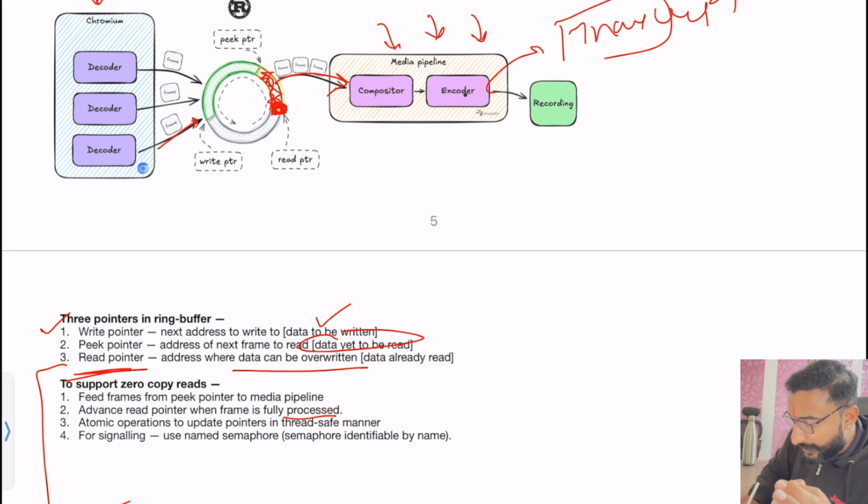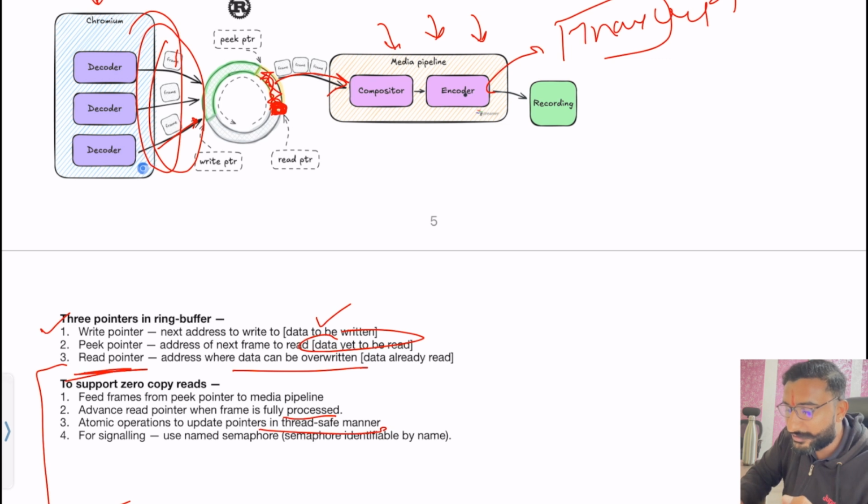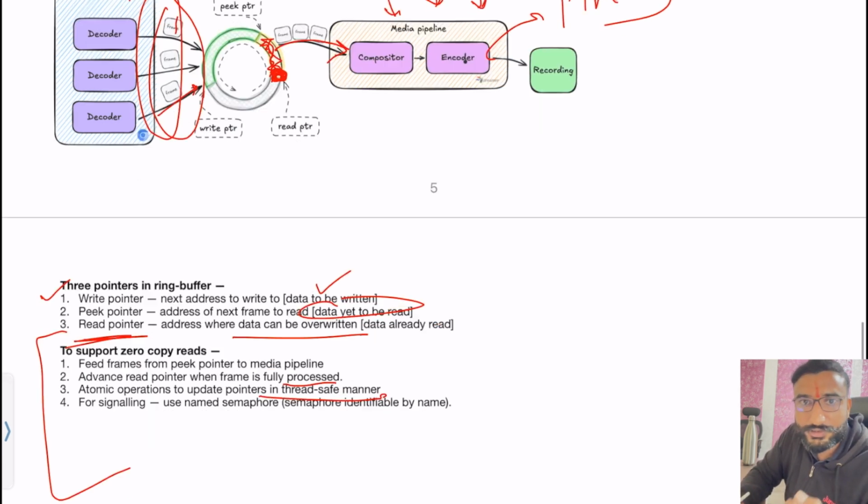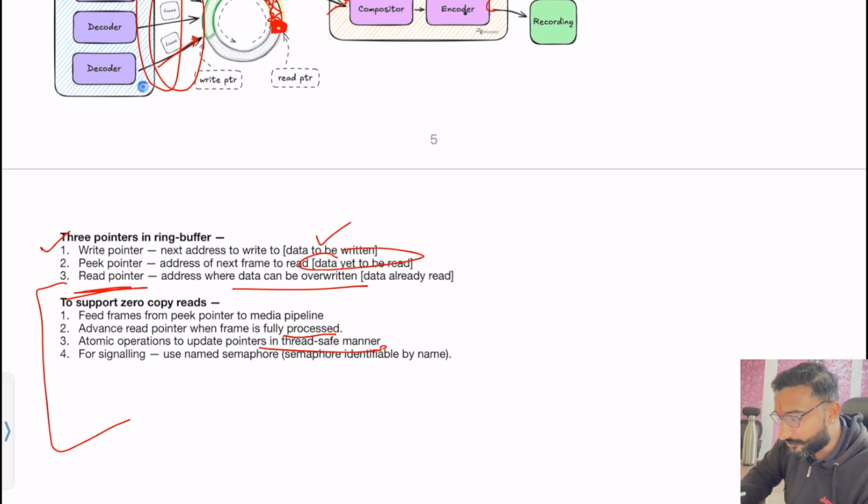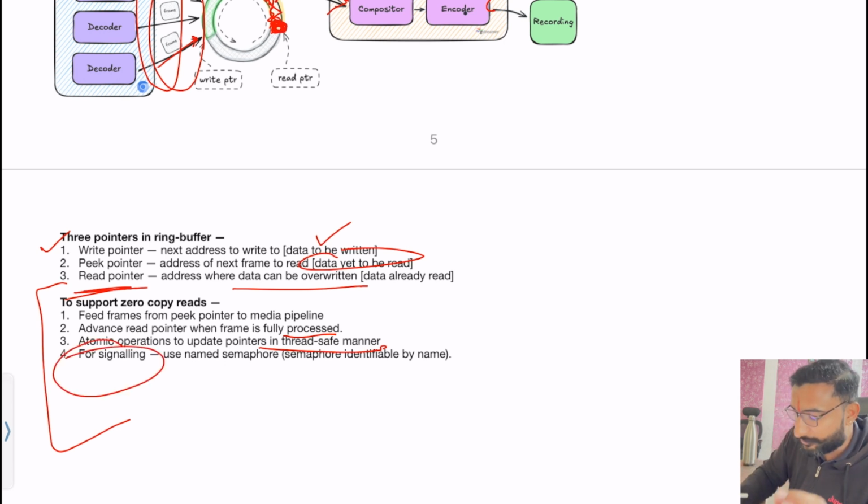Great. Another thing is there are atomic operations to update the pointers in a thread-safe manner, because the data is written by multiple threads, right? So the operations are atomic. All the update operations or all the write operations are atomic, so that everything is executed in a thread-safe manner.